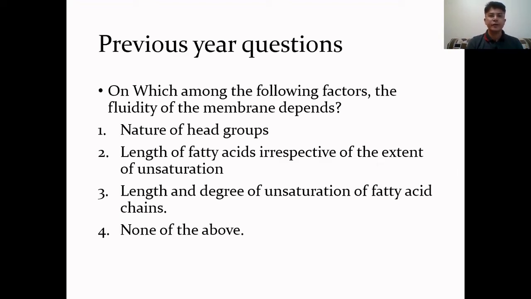Number 1, nature of head groups. Length of fatty acids irrespective of the extent of unsaturation. Length and degree of unsaturation of fatty acid chains. None of the above.